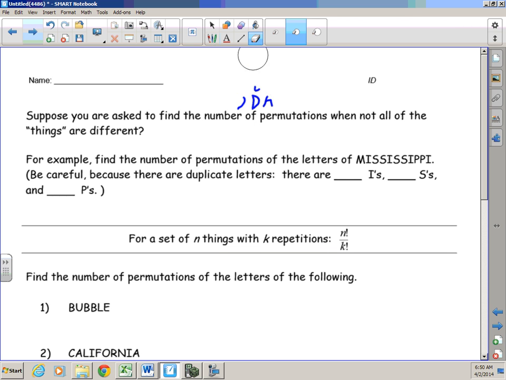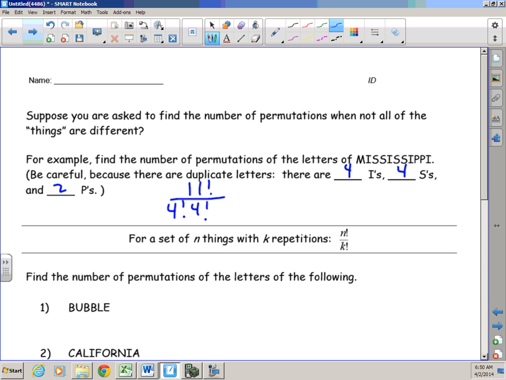So what we do mathematically is we take a look at what letters are repeating. So let's take the word Mississippi. We have 4 I's, 4 S's, and 2 P's. So where we would have started is the same 11 factorial for the 11 letters of Mississippi, but we divide that by 4 factorial for the I's, 4 factorial for the S's, and 2 factorial for the P's.